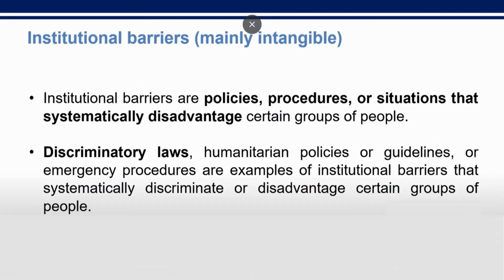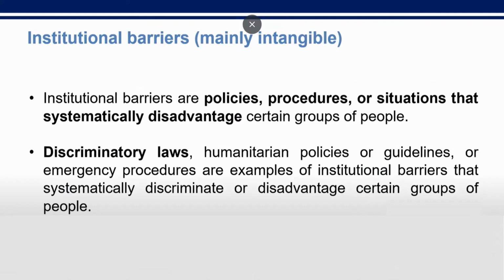Then institutional barriers may be mainly intangible, like policies and procedures. They may not be permanent disabilities, but may be part of policies, procedures, or situations that systematically disadvantage certain groups of people. For example, suppose some group of students are backbenchers, and they are having that particular activity. We always treat them as backbenchers who are not good in studies. That can create a disability.